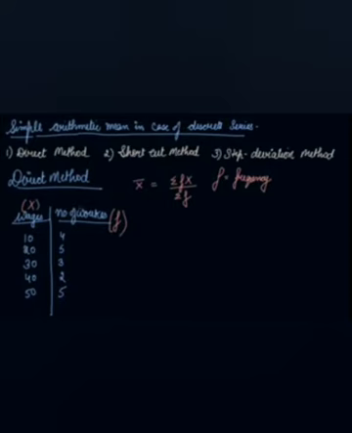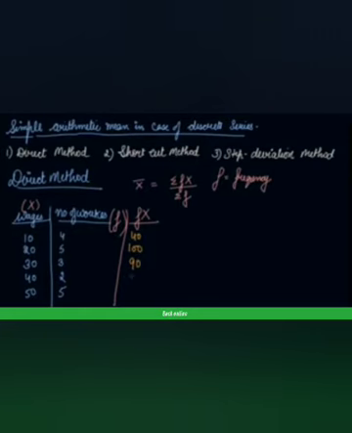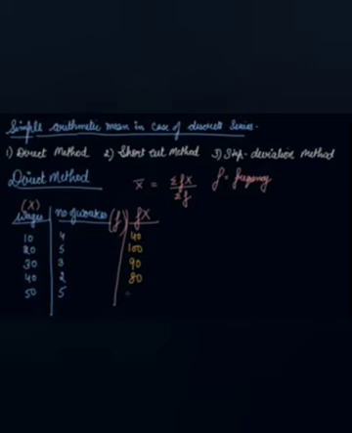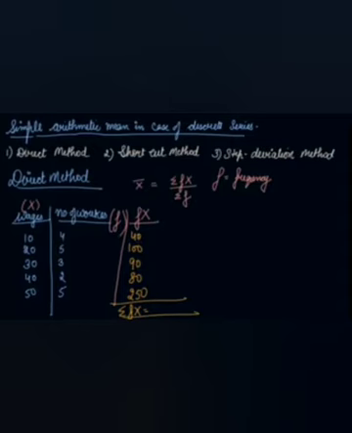So we've got x, we have f. Now for this direct method we have to find out fx, that is, you multiply f with x. 4 into 10 is 40, 5 into 20 is 100, 3 into 30 is 90, 2 into 40 is 80, 5 into 50 is 250. Now we have to find the summation of fx, which means the sum of fx. So 40 plus 100 plus 90 plus 80 plus 250 is 560.